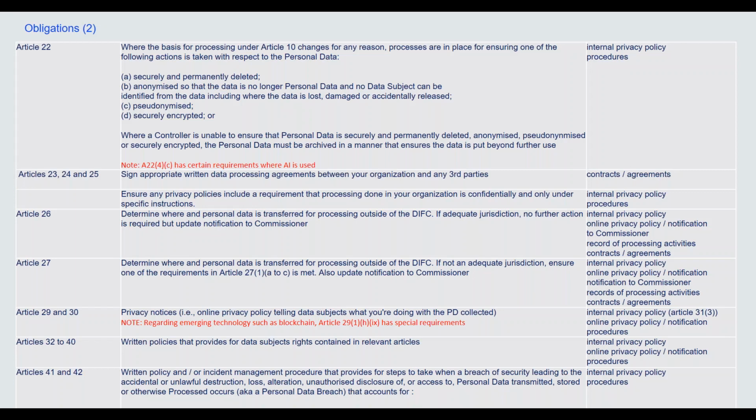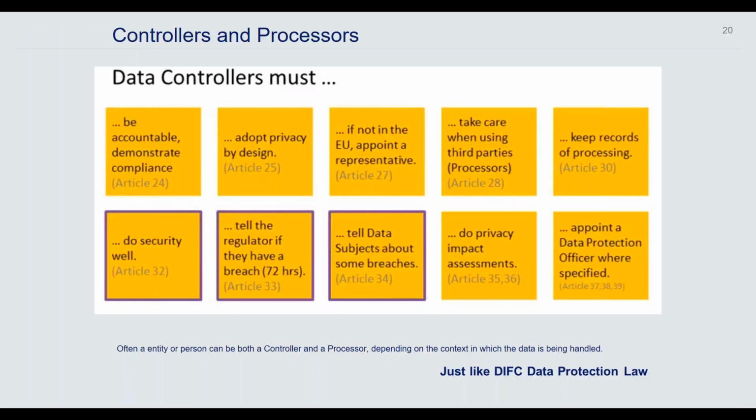And then we talk a bit about what data subjects' rights are and having the appropriate policies, and then Articles 41 and 42, as I said, around security breaches. So I just want to show you again, just as we refer back to the GDPR where this all came from, this running theme throughout our presentation here. Controllers must be accountable, must adopt privacy by design, must appoint a representative, if not in the EU. We don't necessarily have that specifically, but it may be something that we regulate on. Take care when using third parties, keep processing records, tell data subjects about breaches if you have to, etc. You can see here on the slide that there's a lot of basic best practice requirements that have been legislated for in the law, and that's the same as under our data protection law as well.